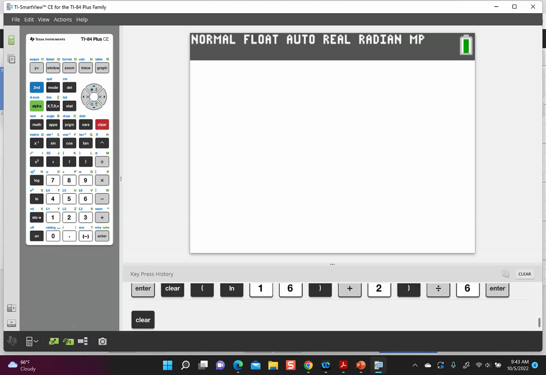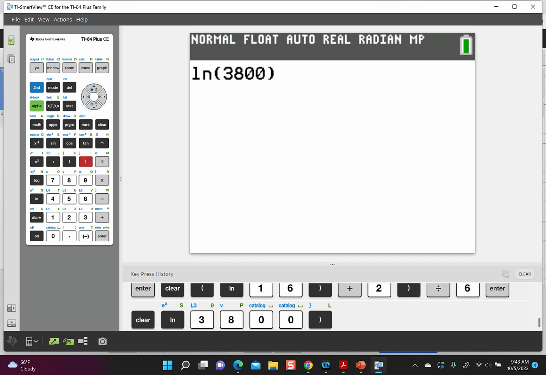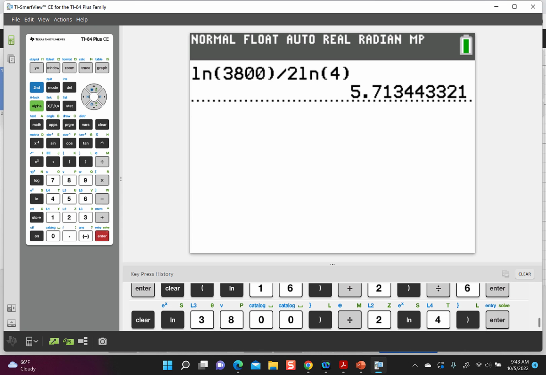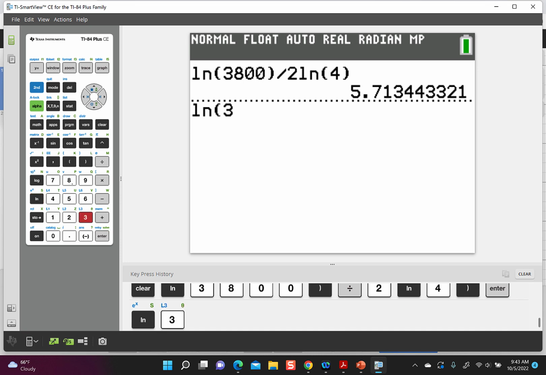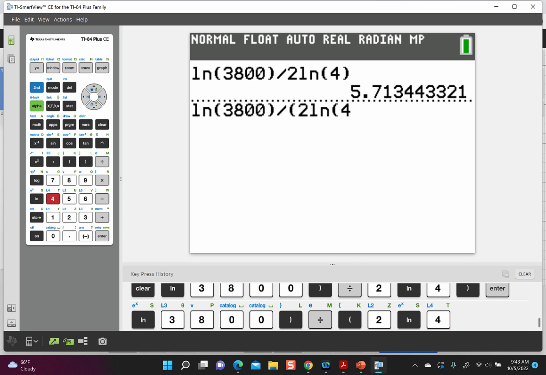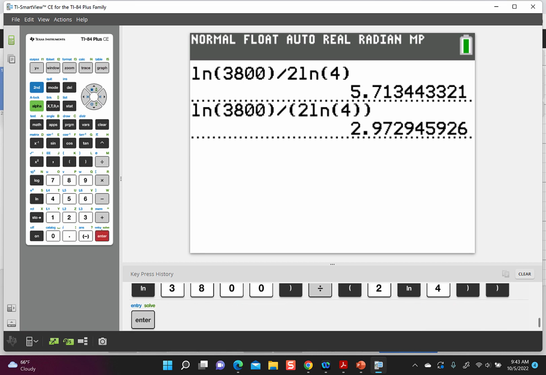Let me show you in the TI and show you how to get the same answer from a different kind of calculator. So first, let's hit natural log of 3,800. Close the parenthesis because we know to do that, but watch if we divide by 2 natural log of 4. Close that parenthesis. We get this number 5.713. If I add my parentheses like I'm supposed to, natural log of 3,800 divided by parentheses 2 natural log of 4, we get the 2.9729 that we're supposed to.